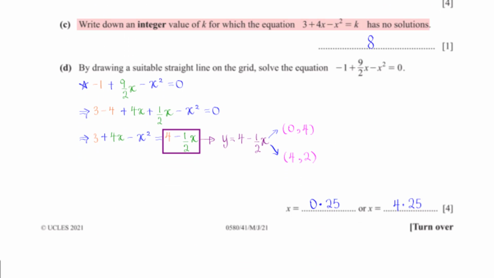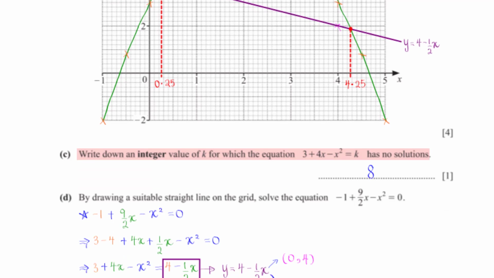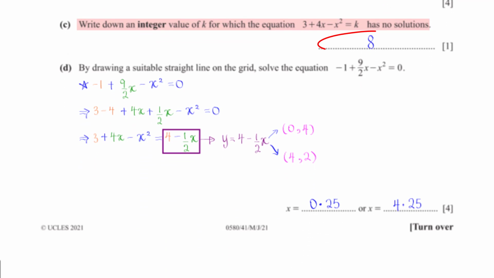Write down an integer value of k for which the equation 3 plus 4x minus x squared equals k has no solutions. From the graph, we can see that the maximum point is 2, 7. And so, for any integer value greater than 7, the equation has no solutions. And one of these integer values is 8.